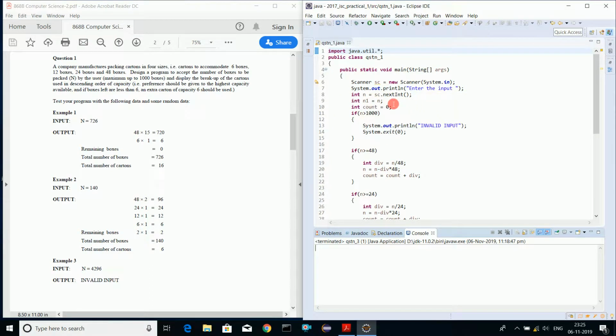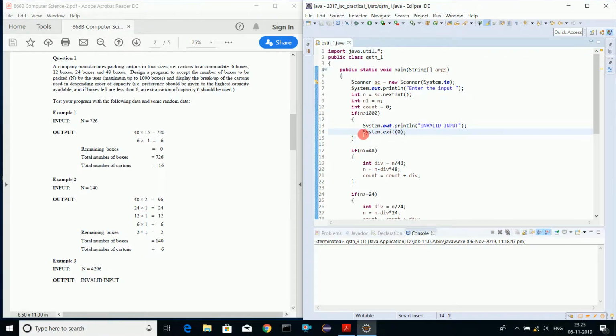I'm copying it in the n1 variable because I'll be doing some operation on n here. Count is basically to count the total number of cartons required in all. And this is the boundary condition. If the total number of boxes exceeds 1000, we'll give an invalid input and exit the program. This is for exiting the program then and there.